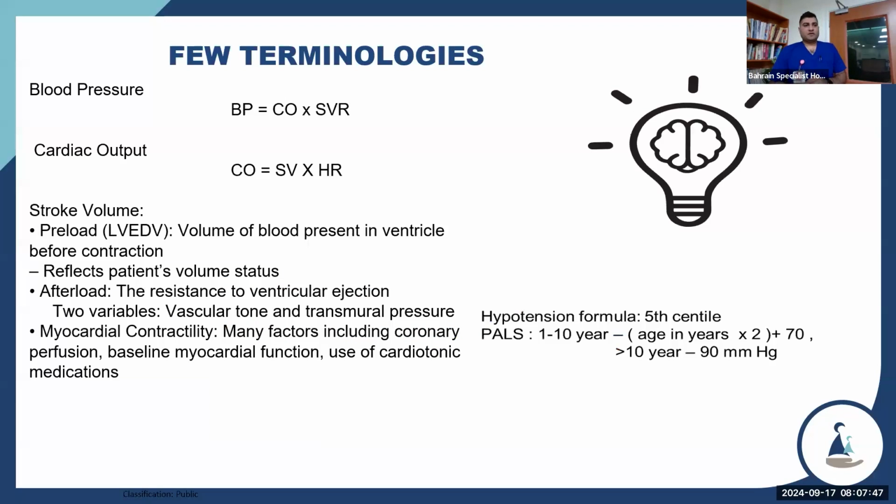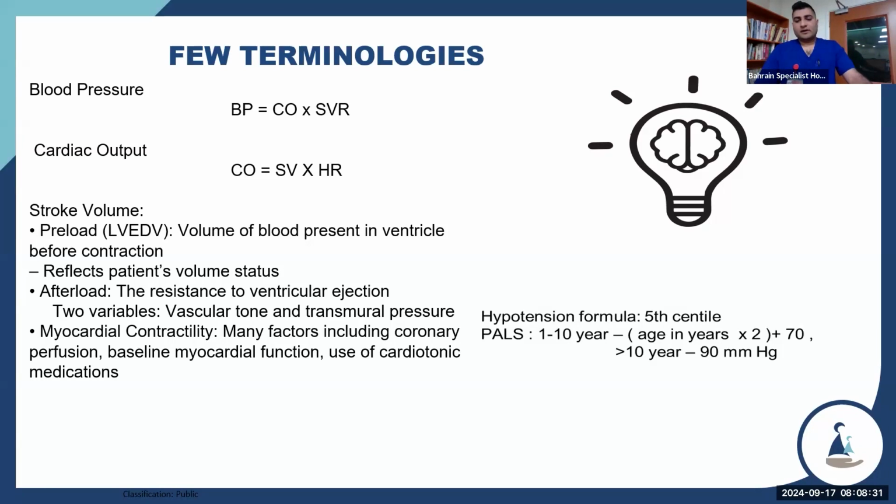Few terminologies before we proceed, you need to know about blood pressure. Blood pressure is cardiac output multiplied by systemic vascular resistance, and cardiac output is stroke volume multiplied by heart rate. Stroke volume also depends on preload, the volume of blood present in the ventricle before contraction, which reflects the patient's volume status; afterload, the resistance to ventricular ejection, with two variables, vascular tone and transmural pressures; and myocardial contractility. Many factors, including coronary perfusion, baseline myocardial function, and use of cardiotonic medication can affect this.